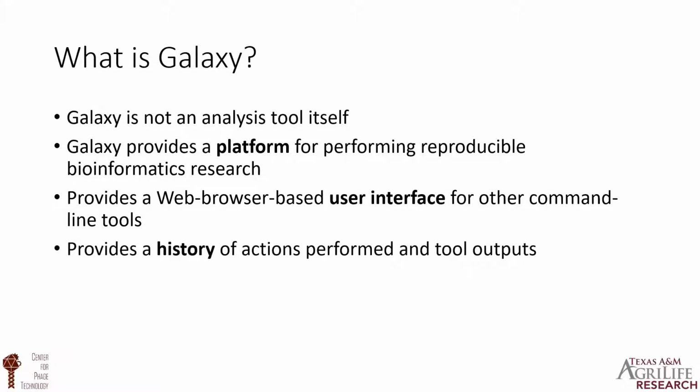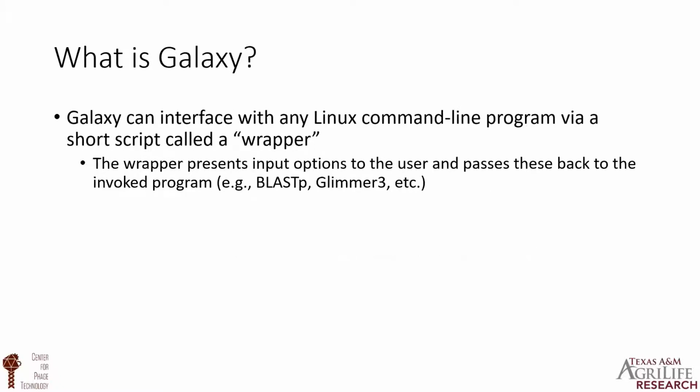Galaxy operates by interfacing with any Linux command line program by a short script, which is called a wrapper. The wrapper represents the input options to the user and passes these properly structured commands back to the program, such as, for example, BLASTp or Glimmer3, or any other command line tool that you may be interested in using. Galaxy runs that job and keeps a record of that job. It then keeps track of the inputs that were sent to it, and it keeps track of the outputs that are produced, and which are all placed in a user history.